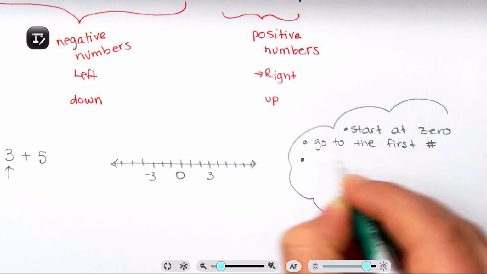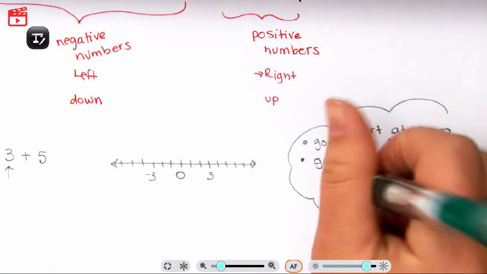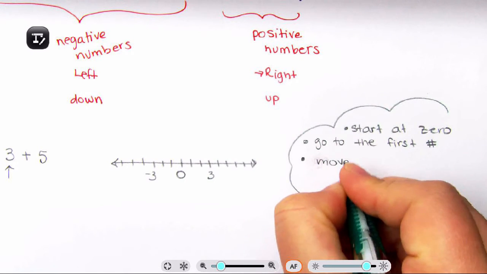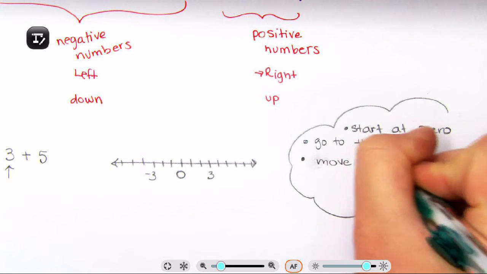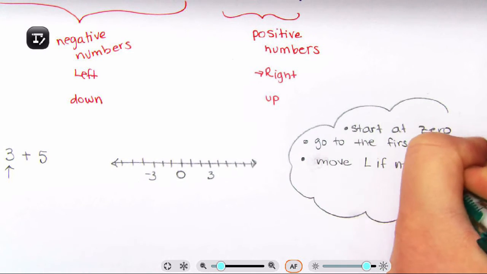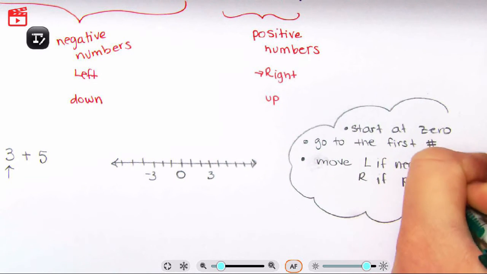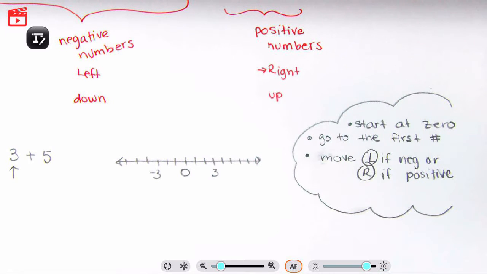Then you're going to move up or down. We can say left or right. So you're going to move left if you have a negative number. You're going to move right if you have a positive number.